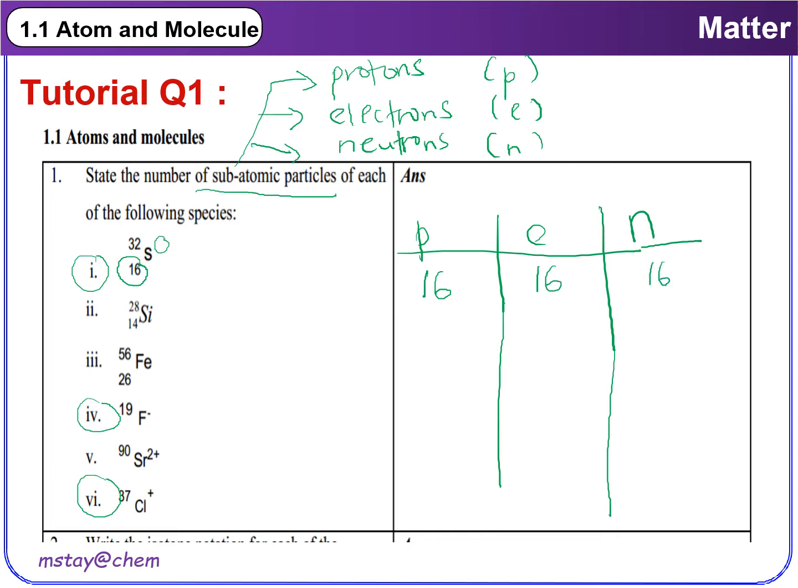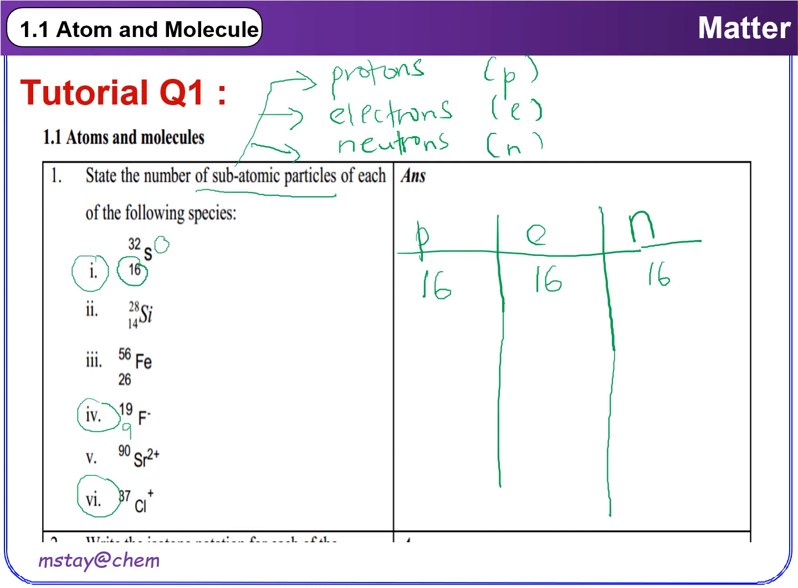Okay, the next question that we are going to discuss is the fluoride ion. The proton number for fluoride ion is 9. No worry, you no need to memorize this number. During the tutorial class, I'm going to let you know how you can get this number when you do the tutorial questions in the future or when you answer the questions in your exam.